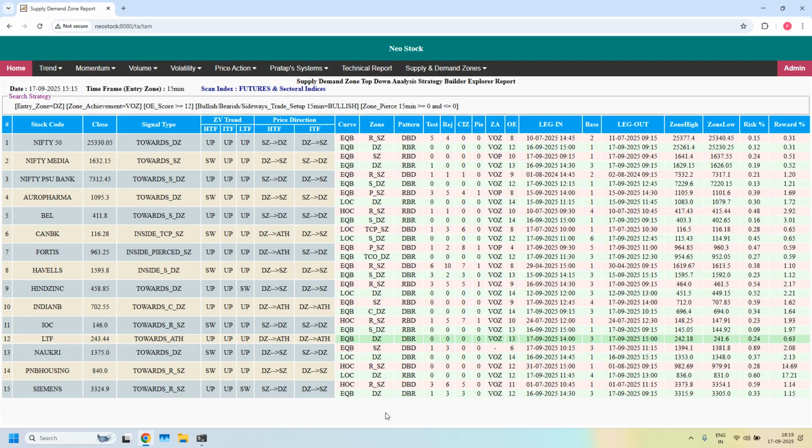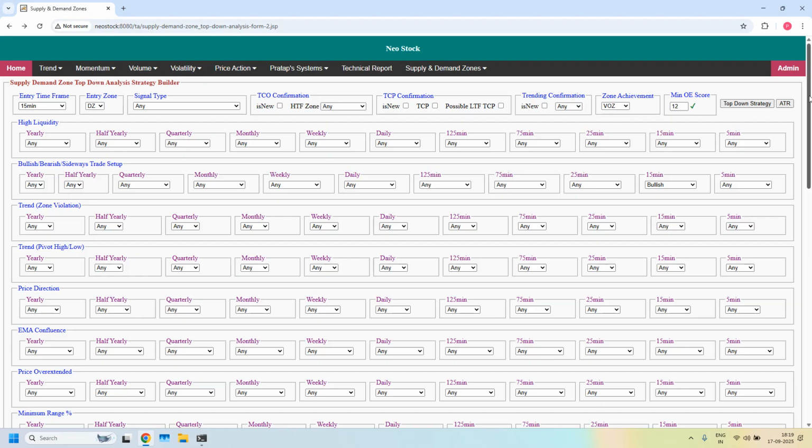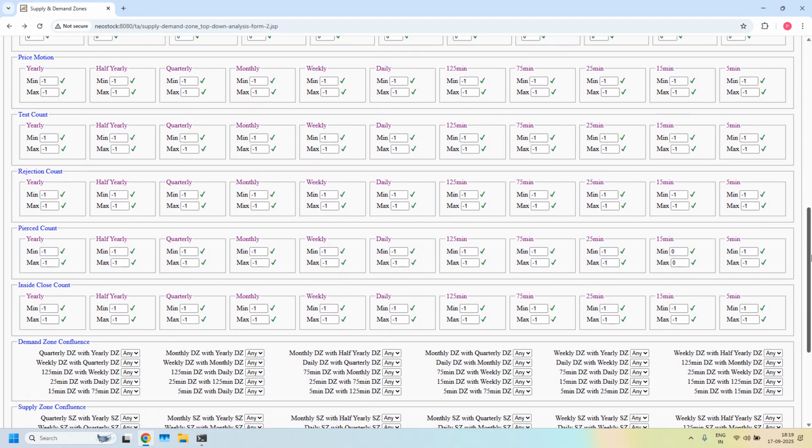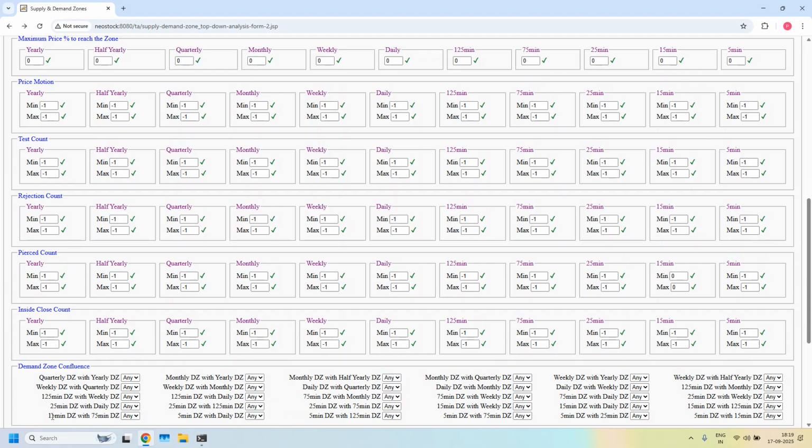Out of these 15 minutes demand zones, how many have a higher probability of success? That we will filter based on different zone confluence and EMA confluence strategies that we learned in lesson 27. So first filter is LTF and ITF demand zone confluence, and after that ITF demand zone with EMA confluence. So I'm going back, adding the filter, 15 minutes and 75 minutes demand zone confluence, that is LTF and ITF demand zone confluence.